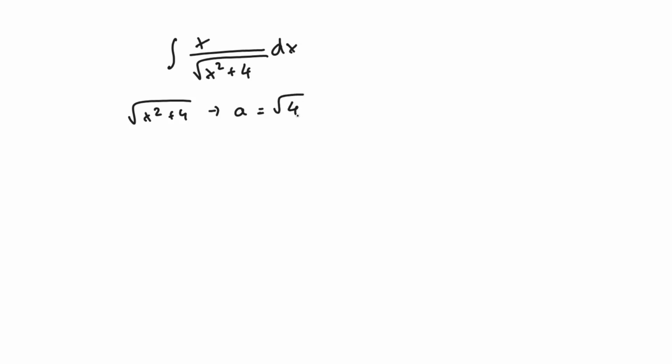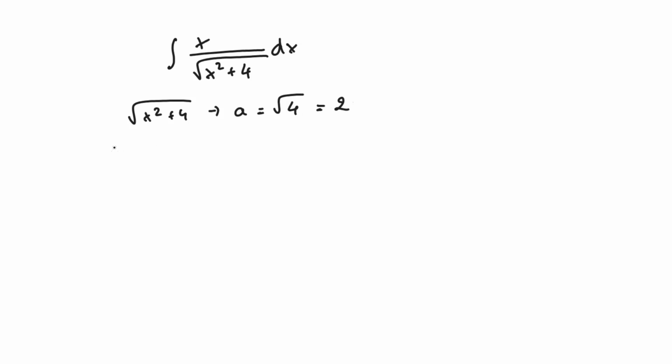Okay, we're going to go to the next example. For example, we have the integral of x over the square root of x squared plus 4 dx. How do we solve it? You see at the bottom we have the square root of x squared plus 4, which means a is the square root of 4, so a is going to be 2.